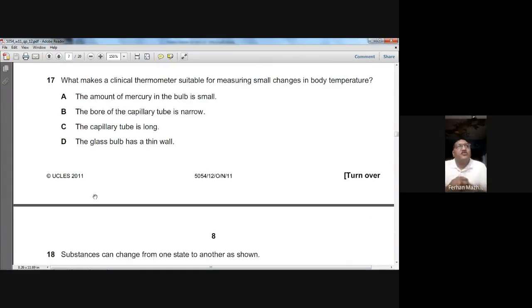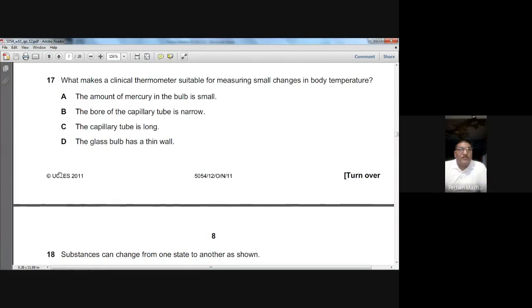Question number 17 is on your screen. What makes a clinical thermometer suitable for measuring small changes in body temperature? To measure small changes in body temperature, the thermometer should be very sensitive. To make a thermometer very sensitive, there are two or three methods. One method is that the bore of the capillary should be very narrow. The diameter of the capillary should be small. So for question number 17, B is the option. The bore of the capillary tube is narrow. When the bore of the capillary tube in which the mercury thread moves is very small, the thermometer will become very sensitive.